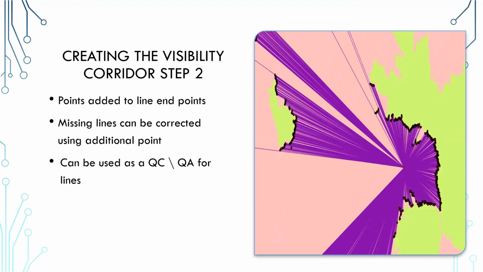So points are added to the line endpoints. After they've been drawn, points must be drawn at the endpoints of each line. This is completed by also using the Create Feature tool in ArcGIS, which is manually intensive. This process will also provide a quality control.